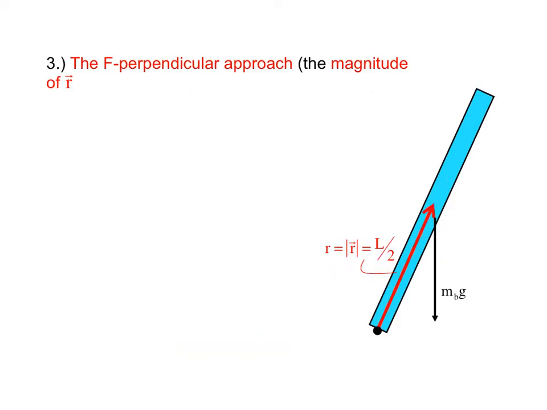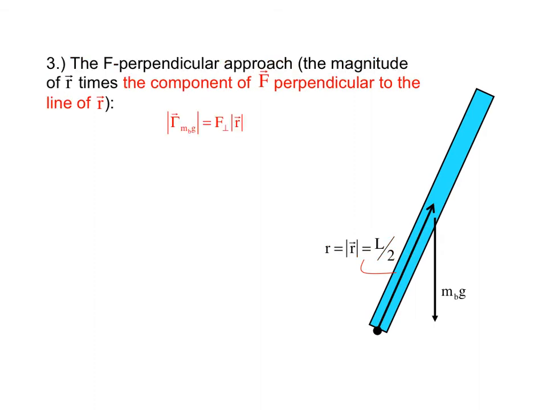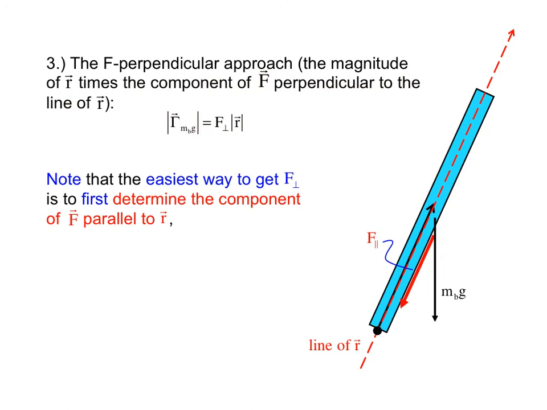The third approach is what I call the F perpendicular approach. It takes the magnitude of R and multiplies it by the component of F perpendicular to R. And I would characterize it like so. Here is the magnitude of R, here is the component of F perpendicular to it. The easiest way to figure out what F perpendicular is to identify what F parallel is.